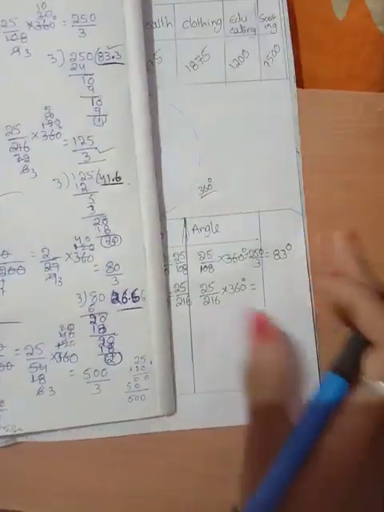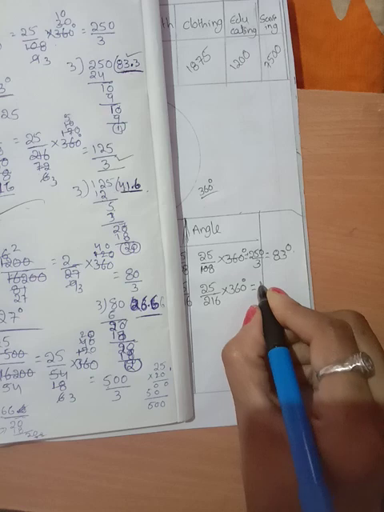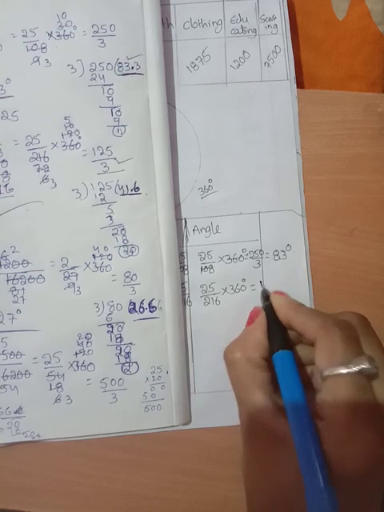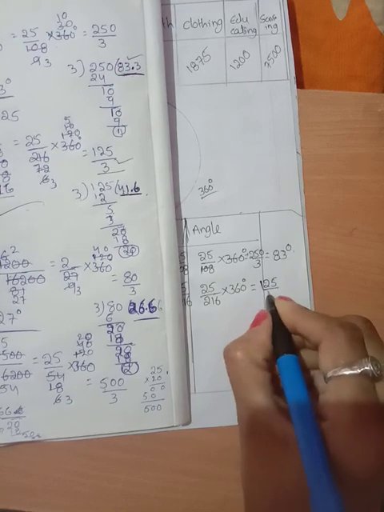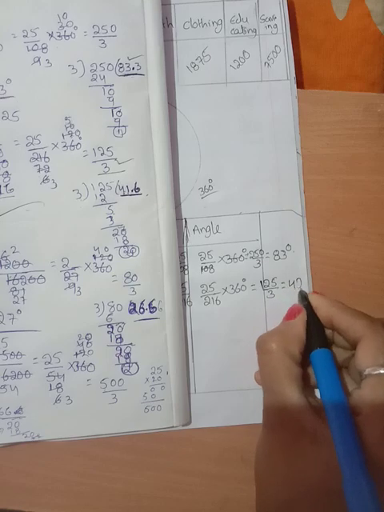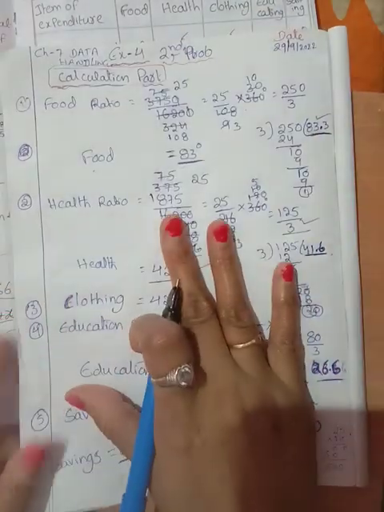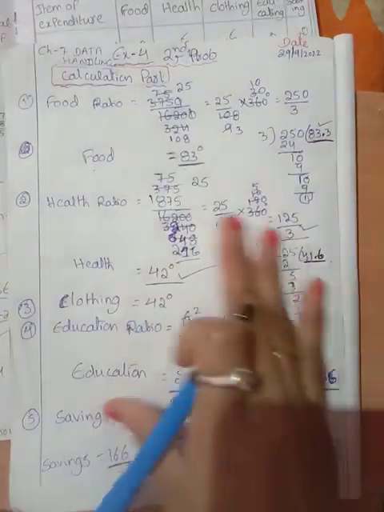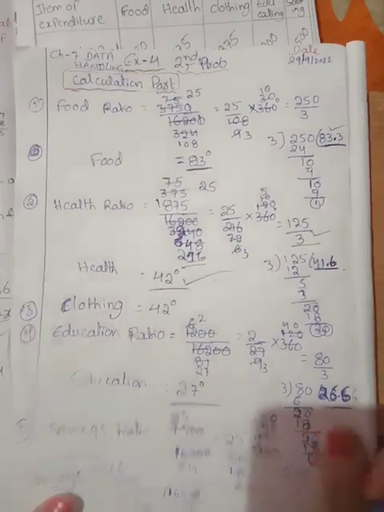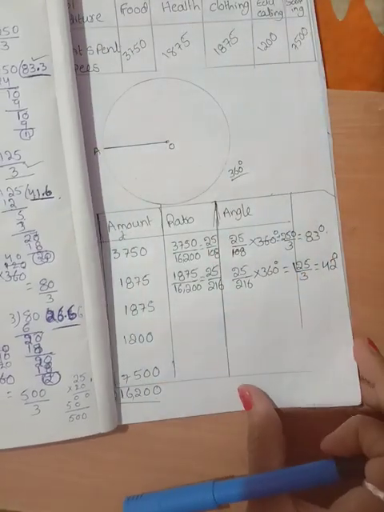Health is 42. You can understand. Here this calculation is 125 by 3, so that is 42 degrees. Okay, you can understand the calculation part is on another page only. Why? Because it is a very lengthy calculation and there is no space here, so you can write it on another page.